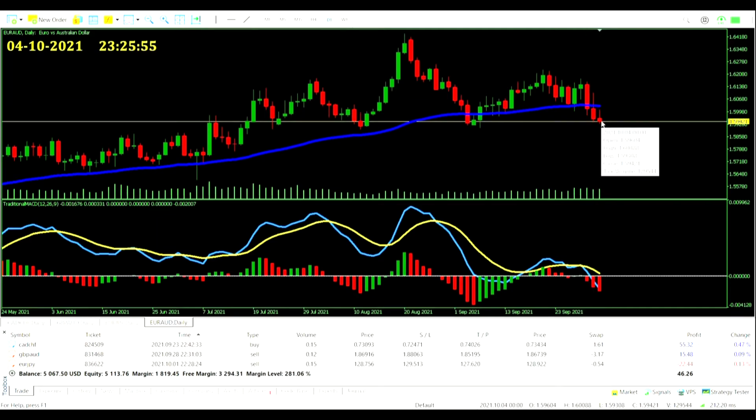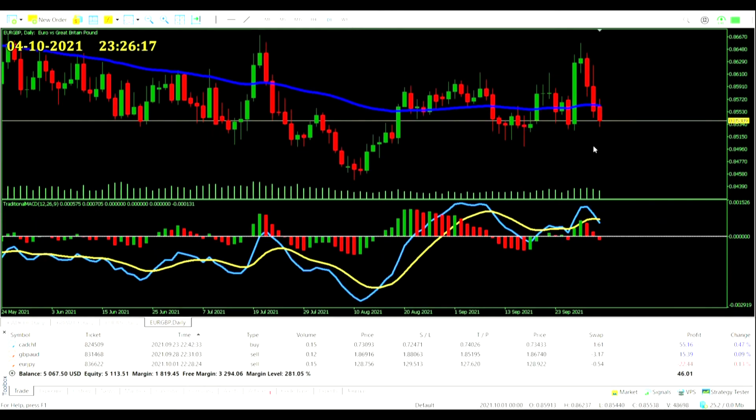Not likely at profit yet, but chugging in the right direction. Good luck to you if you are in on that trade. Signal coming on the Euro Great British Pound.